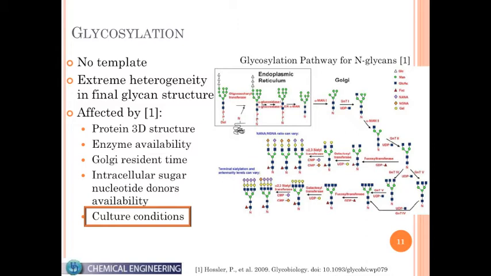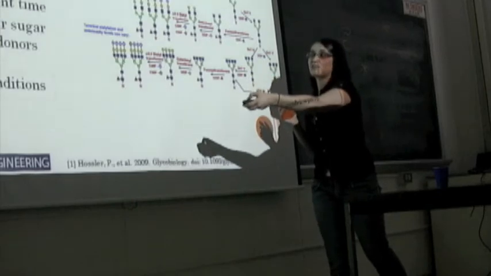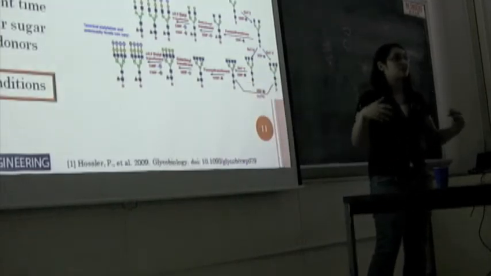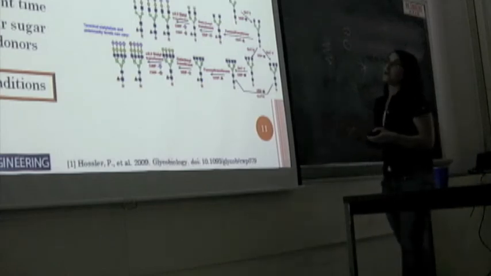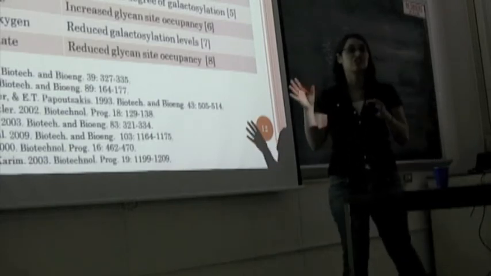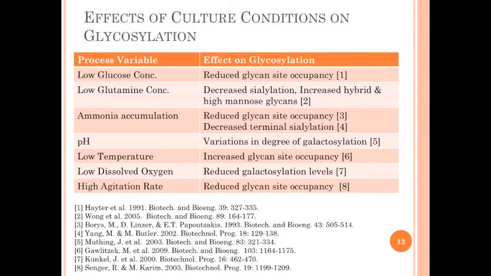Now, we can't directly control these intracellular properties, but we do know that you can indirectly manipulate them via the culture conditions of the bioreactor that you're cultivating these cells. And so there's been lots of studies looking at how these culture conditions affect the glycosylation pattern. This is a lot of words, but basically we know that the nutrients, glucose and glutamine, have an important role in determining what glycosylation pattern is formed.